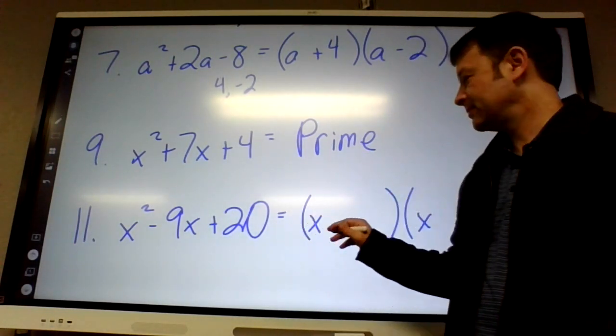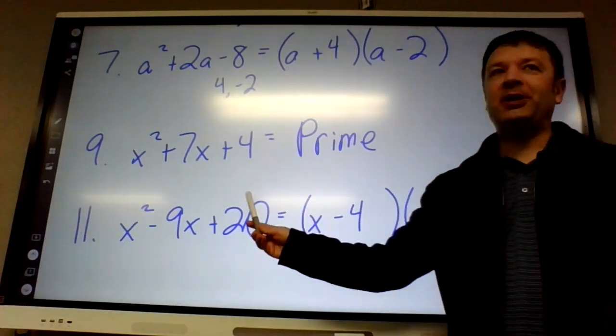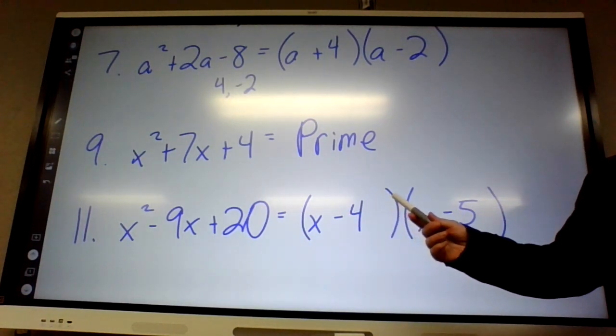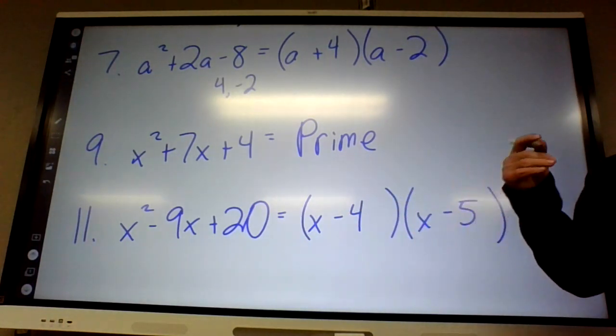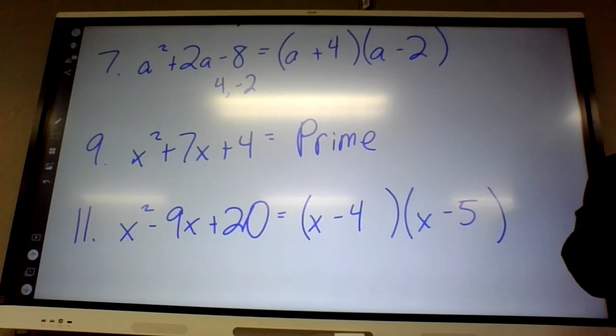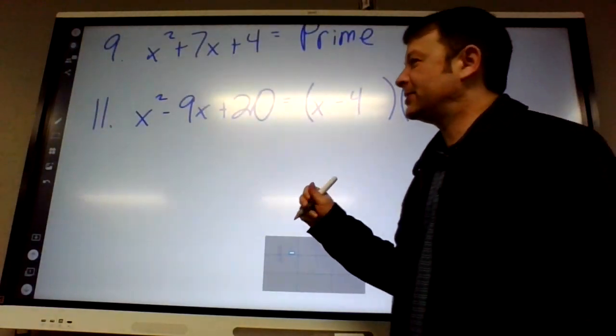Alright, Paxton, what'd you get? Negative 4, negative 5. Multiplies into positive 20. Why was I not thinking of that? Usually, it's not always, but a lot of times, it's the numbers that you think of first from the times tables.